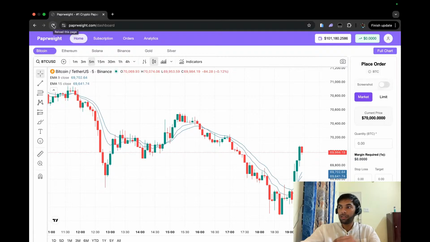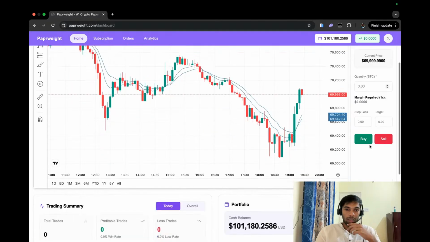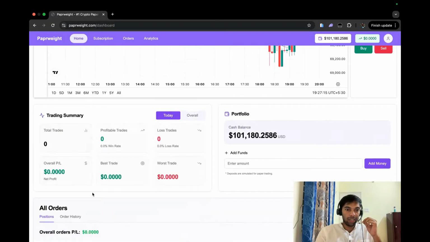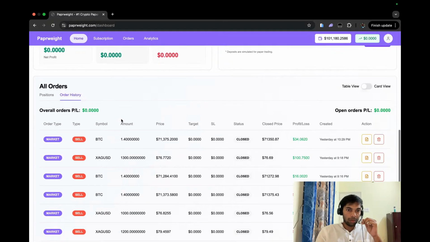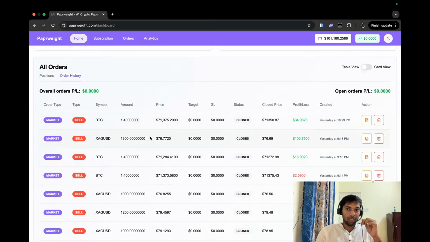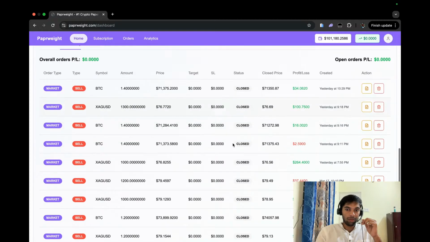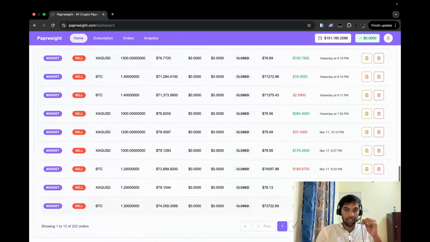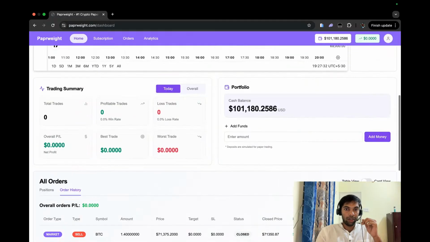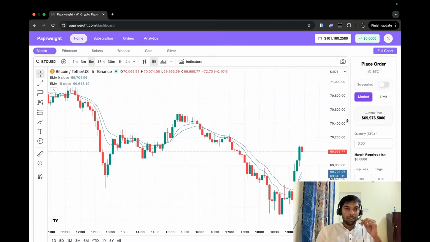All right, so let's start today's session. Let me first tell you that I haven't taken any trade yet. This is my order summary, today's summary, and this is my order history. Up to yesterday we took five trades, and we haven't taken any trade today. All right, so let's analyze Bitcoin first.